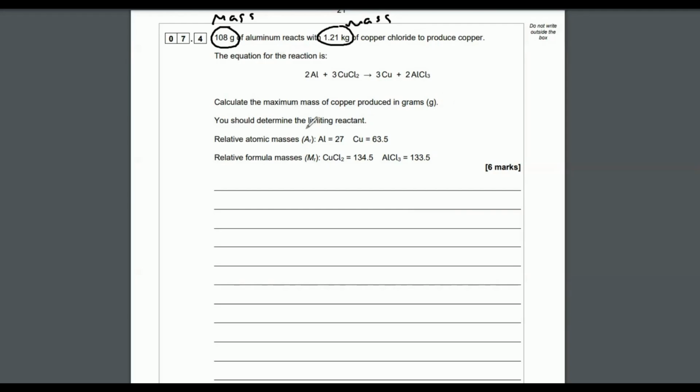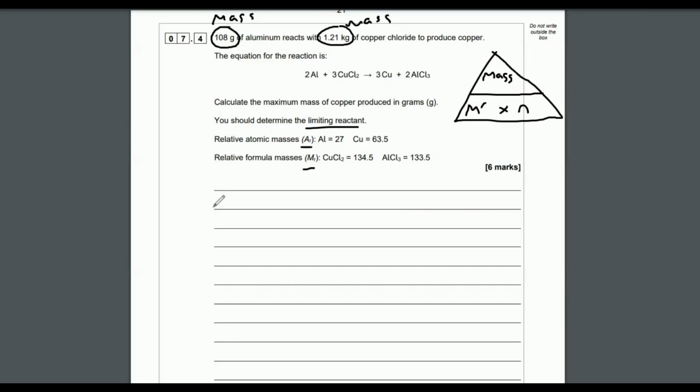You should determine the limiting reactant, the relative atomic mass. As soon as I see Ar and Mr, and I've already written mass, boom, this is what it triggers. Mass in my magic triangle, dividing line over Mr times number of moles. So what I need to do now is work out how much aluminium I've got and how much copper chloride I've got in moles, check the ratio and see if it fits this ratio. If it doesn't, work out which one is limiting, which one do I not have enough of to react. And then after that, we can calculate the maximum amount of copper produced. So let's do this bit first of all.